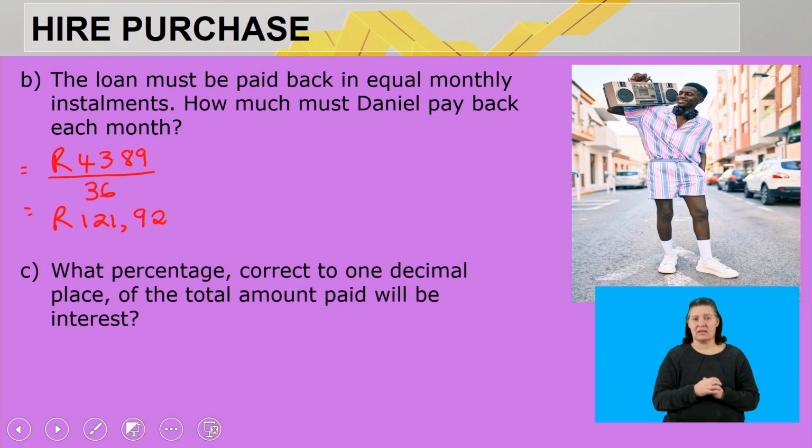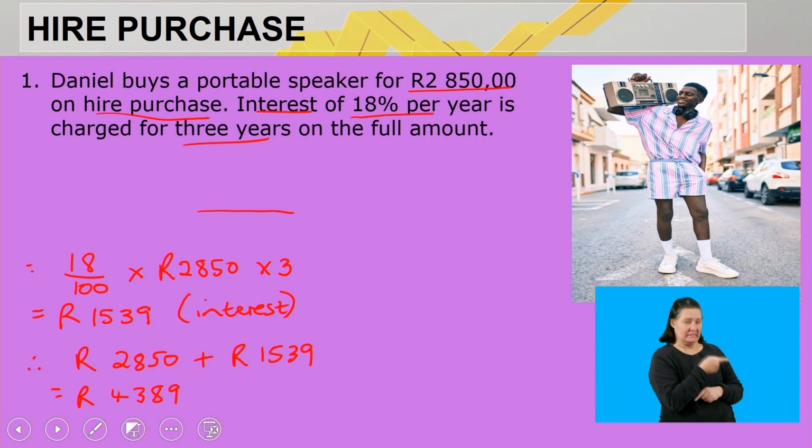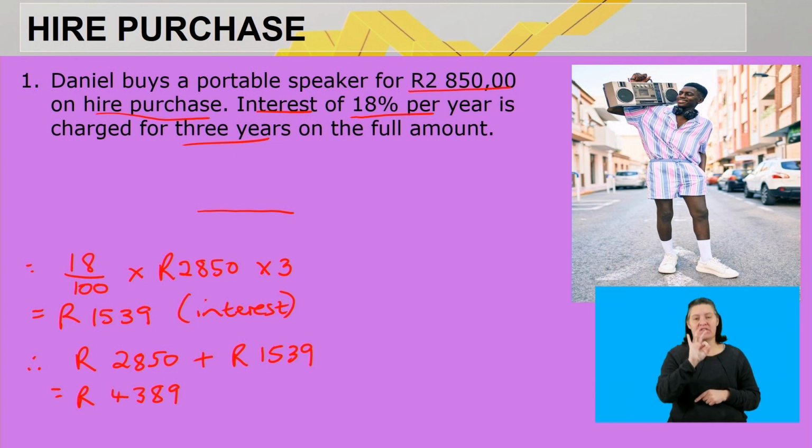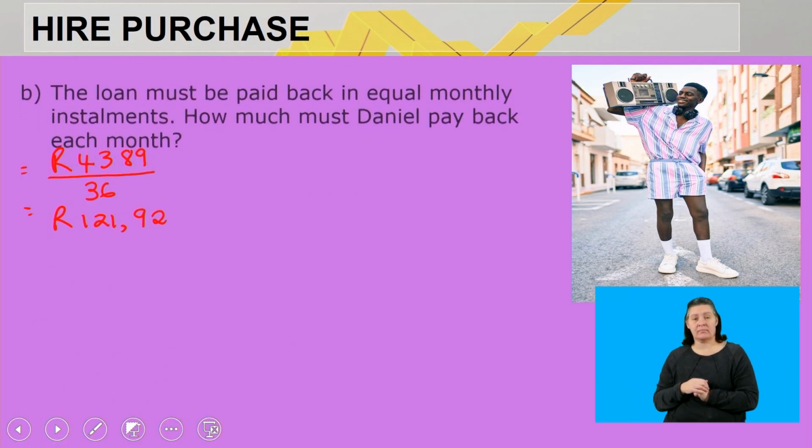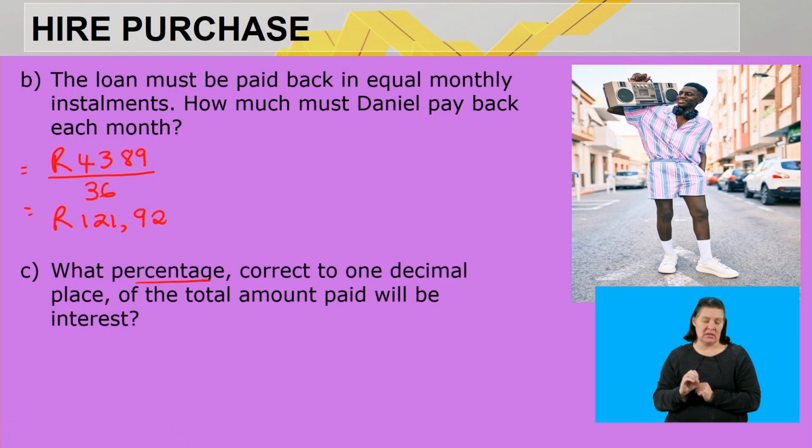It says, what percentage, correct to 1 decimal place, of the total amount will be interest? Remember we've indicated in the previous slide, let me just double check that amount. Right here, we indicated 1,539. So that's the interest amount. Going back to my question, it says what percentage, so your answer should be in percentage form, and it must be correct to 1 decimal place. Of the total amount, which is 4,389, will be paid in interest.